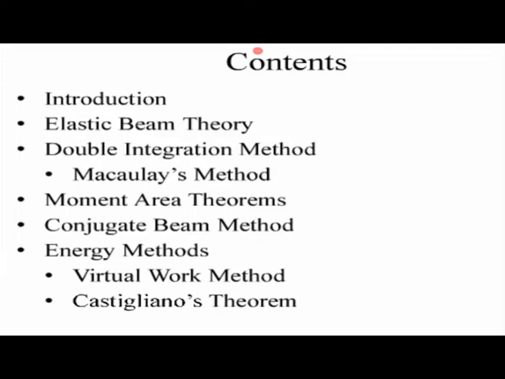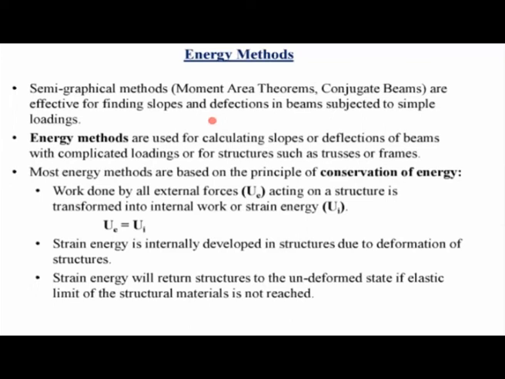To start with the virtual work method, we'll go through a brief theory about these methods. The methods that we covered in the second session were the moment area theorems and conjugate beam method. Both these methods are basically semi-graphical methods where you need to have some idea about the deflected shape, and then you can use these methods to calculate the exact deflection at a given point. These semi-graphical methods are effective for finding slopes and deflections in beams subjected to simple loadings, mostly due to the bending action of these beams.